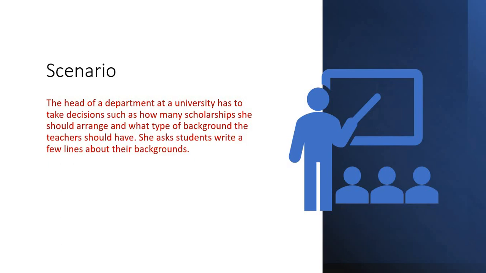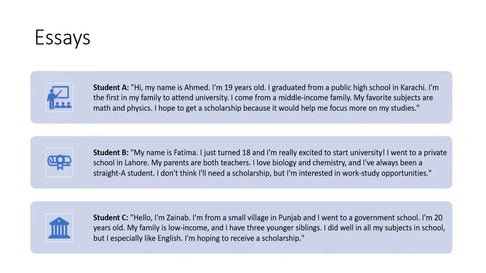So what she does is that she asks students to write a few lines about themselves. So this is what she gets. Student A writes, my name is Ahmed, I am 19 years old. I graduated from a public high school in Karachi. I am the first in my family to attend university. I come from a middle income family. My favorite subjects are math and physics, and I hope to get a scholarship because it would help me focus more on my studies. And student B writes, my name is Fatima.